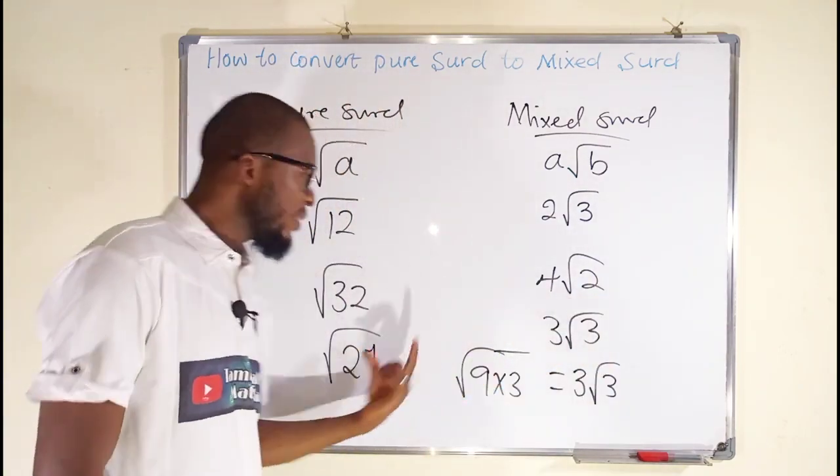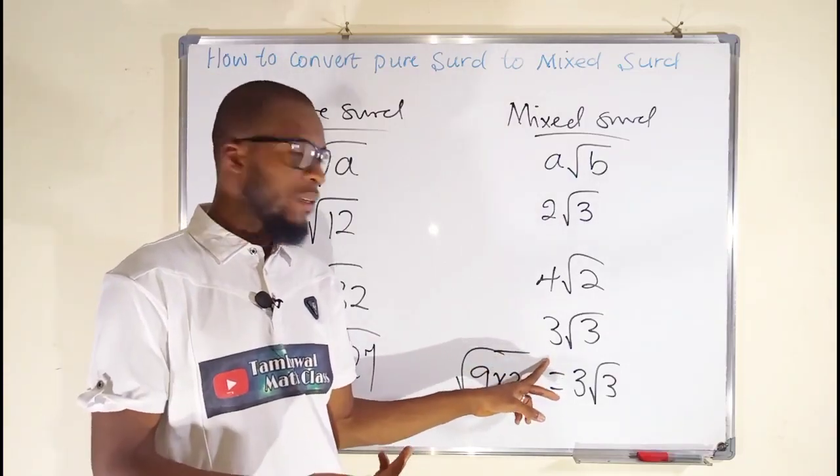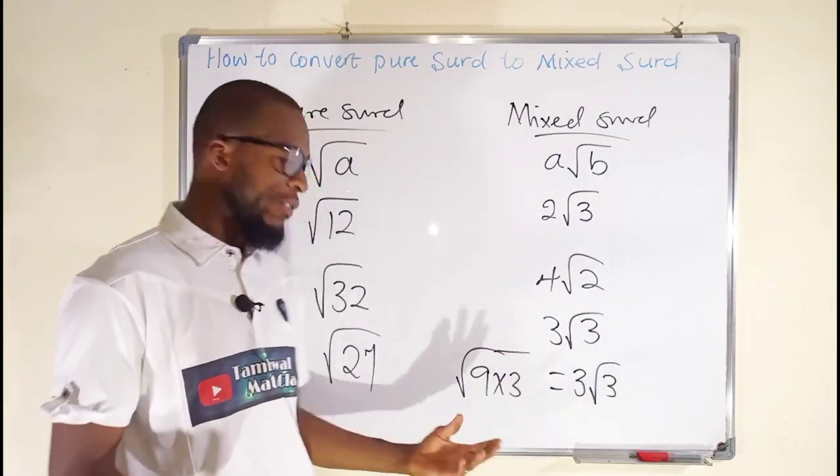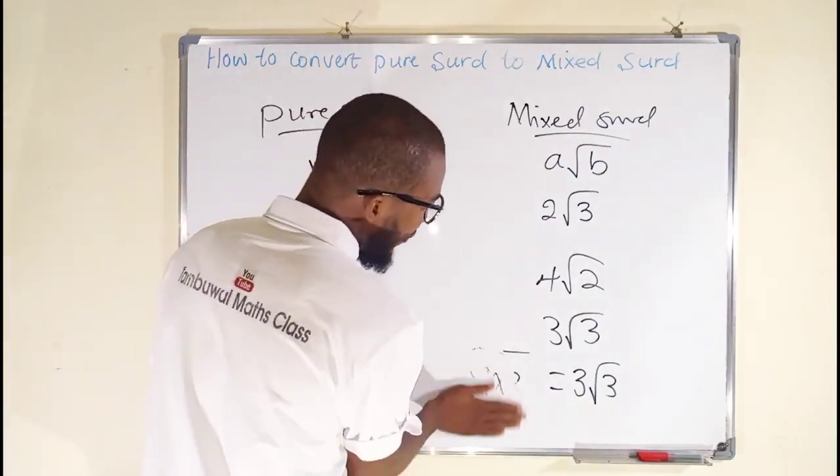If you wish to convert it into pure surd, take 3, square it, you get 9, multiply by 3, you get 27. Boom. And I think this is all I have for you today.